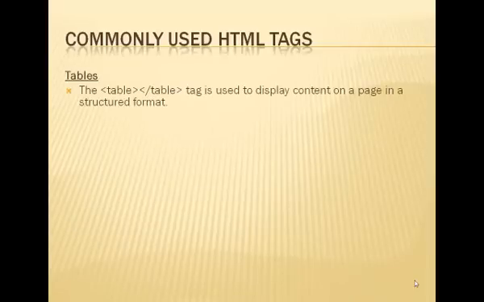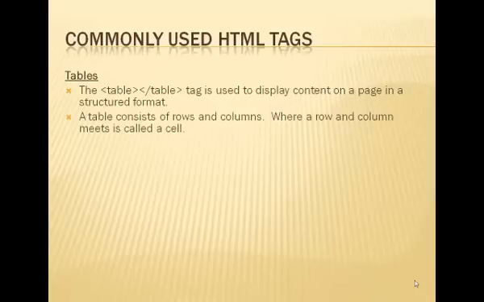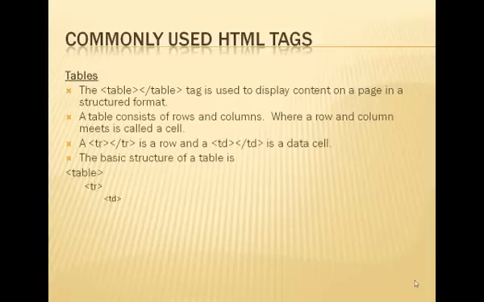And then finally, tables. The table tag is used to display content on a page in a structured format. It's kind of like adding some shelves to your closet so you can better organize your stuff. A table consists of rows and columns, and where a row and column meet is called a cell. The TR tag is used for a row, and a TD tag is used for a data cell. And I'll just outline real quickly the basic structure of a table. This particular table would have one row and one column, so it would actually have one cell. Okay, so that's a basic table structure.